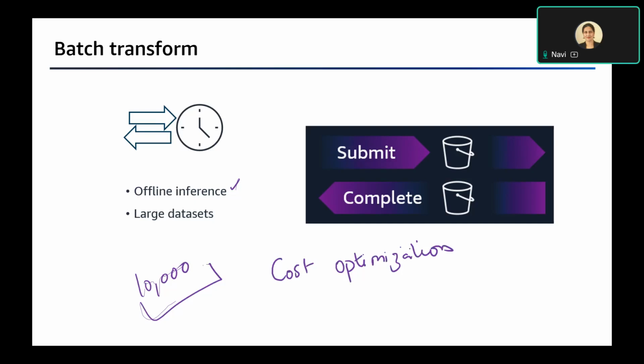And batch transform provides a 50% discount compared to on-demand pricing, compared to real-time inference.